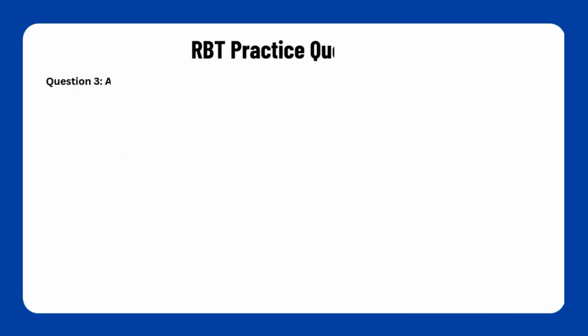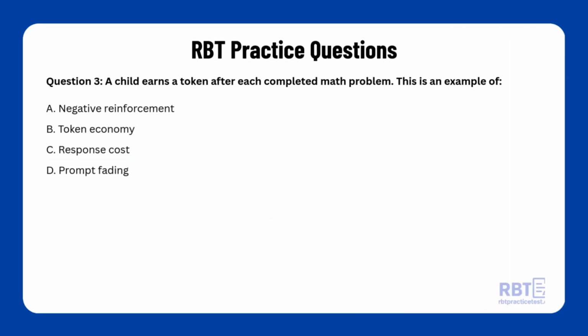Question number 3. A child earns a token after each completed math problem. This is an example of A. Negative reinforcement. B. Token economy. C. Response cost. D. Prompt fading. The correct answer is B.